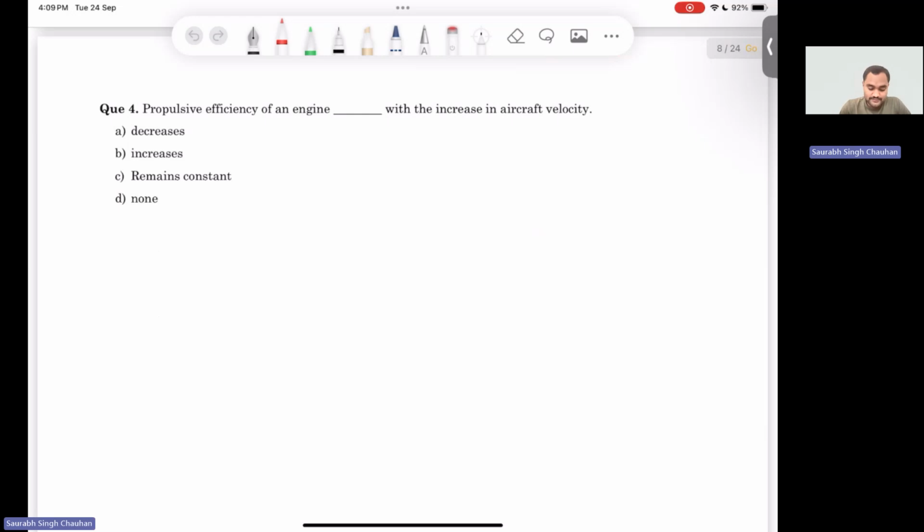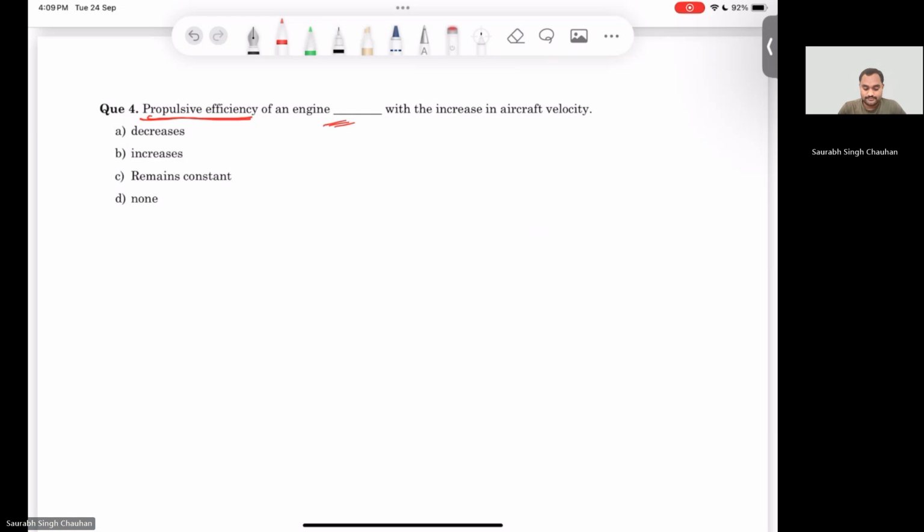Okay, question 4. It says propulsive efficiency of an engine. It is asking whether this propulsive efficiency decreases, increases or remains constant when the aircraft velocity is increased. So we have to fill in this blank: propulsive efficiency of an engine, blank, with the increase in aircraft velocity. You have to tell whether this efficiency increases, decreases or remains constant. This has been discussed in the lectures, and I hope you should be able to answer this question.